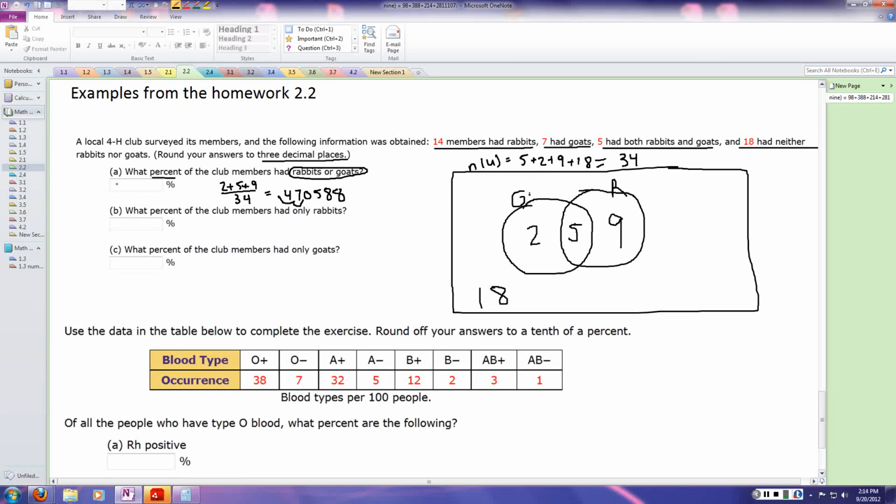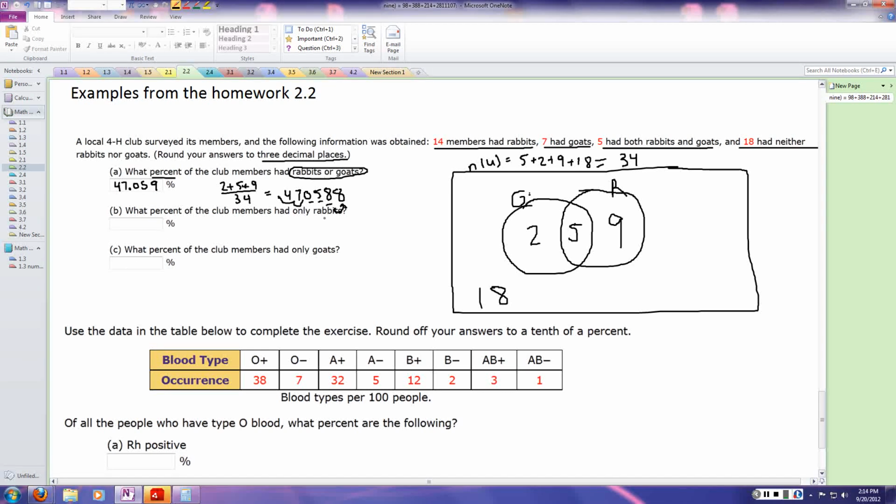So that tells me I have 47.05, and it wants you to round your answer to 3 decimal places. So 1, 2, 3. I look at this one, it's 5 or bigger, so that makes that a 9. So 47.059% of the people surveyed had a rabbit or a goat.